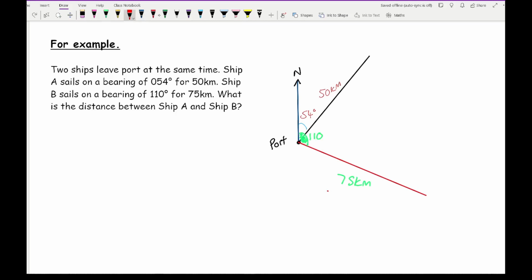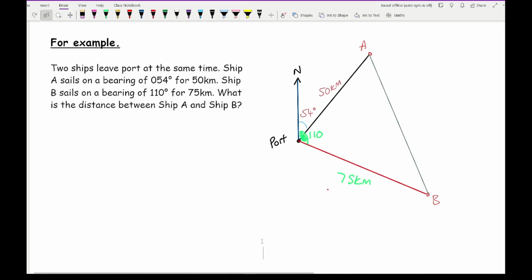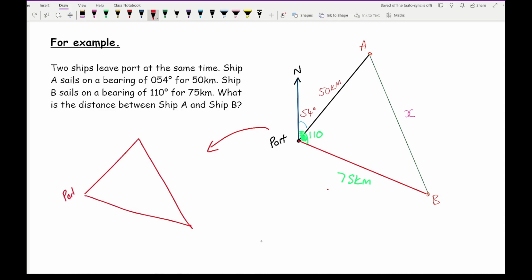And what the question is asking is that if this is where ship A is and this is where ship B is, what is the distance between the two? So what I'm going to need to do is draw a straight line from A to B, and if I start by calling this X, then that is what I need to find. Now I can see a triangle in that diagram. Let me do a little sketch of what that is. So this is where the port is, this is where ship A is, this is where B is, this length here is 50 kilometers, and this length here is 75 kilometers.